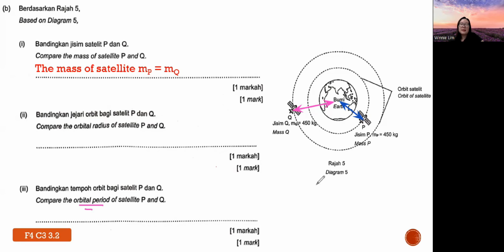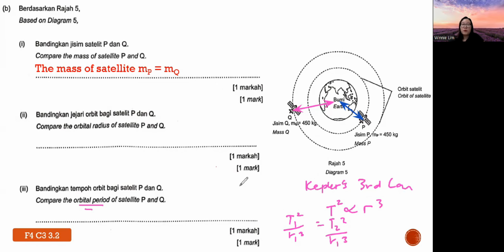So for your understanding, Kepler's third law states that the square of the period is directly proportional to the cube of the radius. We have T1 square over R1 cube equals T2 square over R2 cube when calculating, used for problem solving. Therefore their relationship is directly proportional. So when your R is increased, your period also will be increased. Hence for Q, both quantities are greater than P.